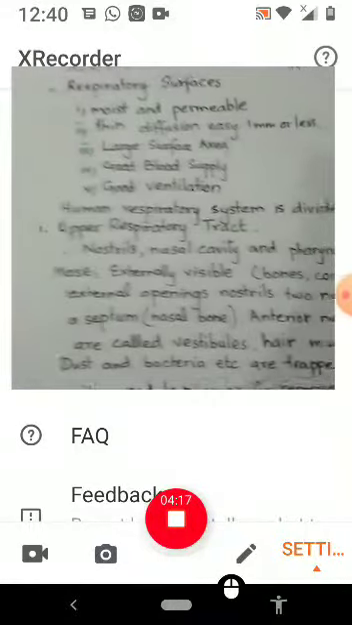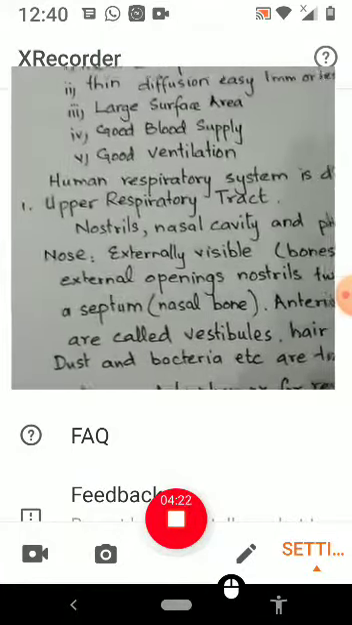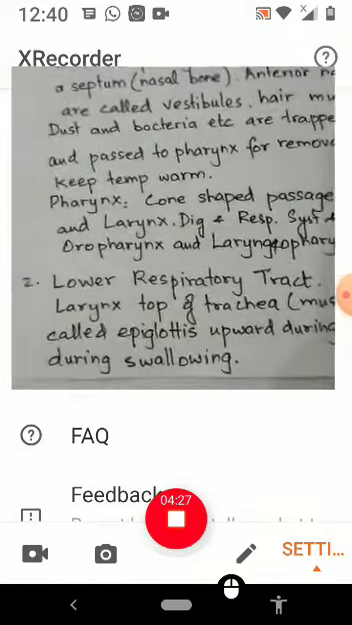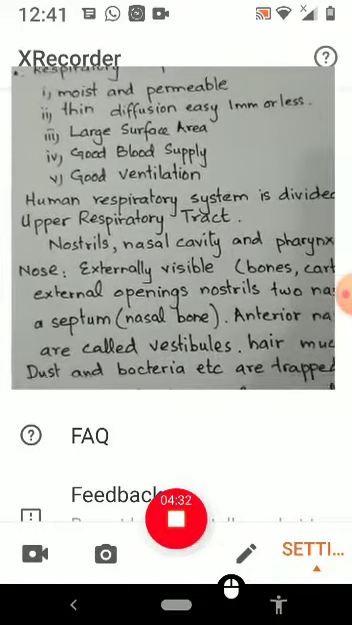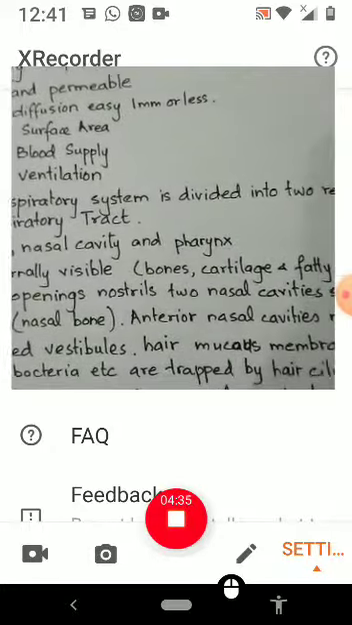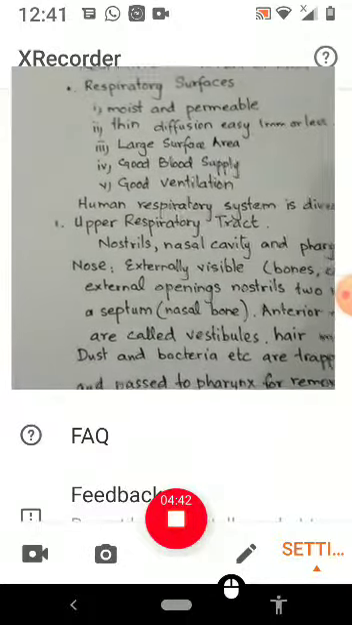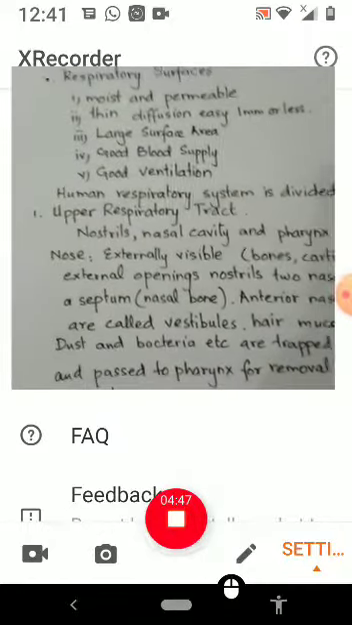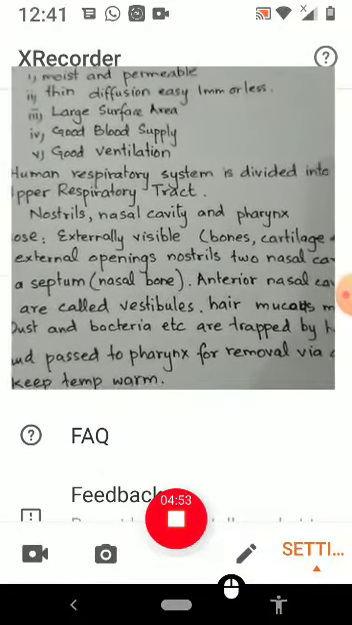The human respiratory system is divided into two regions, the upper respiratory system and the lower respiratory system. The upper respiratory tract consists of nostrils, nasal cavity, and pharynx. The nose, the first part. Well, as you can see, it is the only part of our respiratory system which is externally visible. That is, we can actually see it.